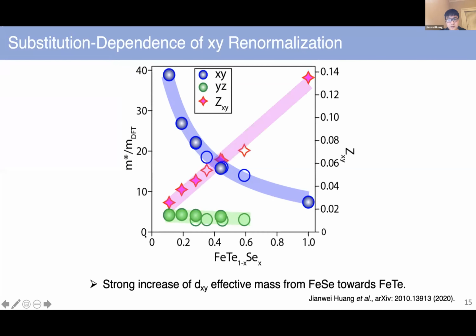And then we plot the quasi-particle coherence factor extracted from this effective mass enhancement. We find that it decreases, and a linear extrapolation tells us that Z extrapolates to around 0 at this iron tellurium end.